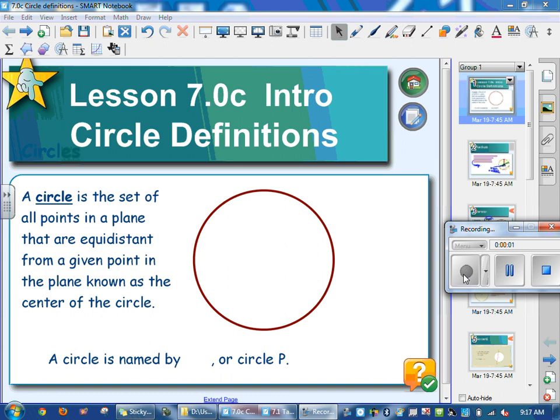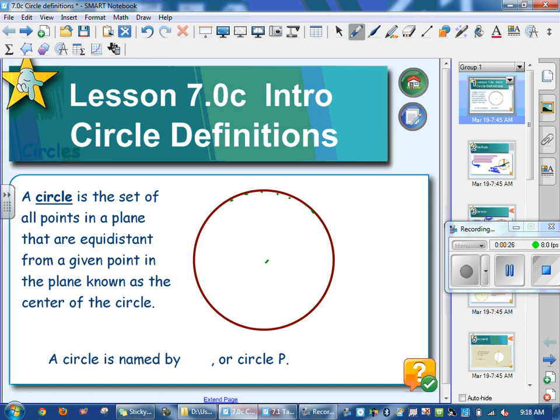Lesson 7.0C is the circle definitions. So, first of all, in general, circles are sets of points all around the edge. It's called points in a plane. That means they are equidistant, meaning from the center. So if I do the center right there, every point on this circle is the same distance away from that point in the middle. Okay?